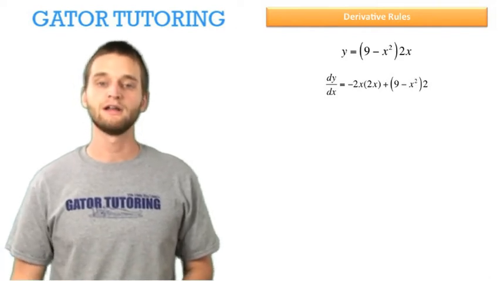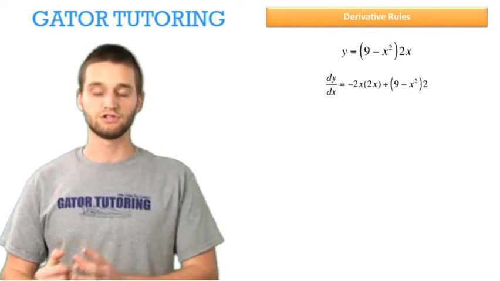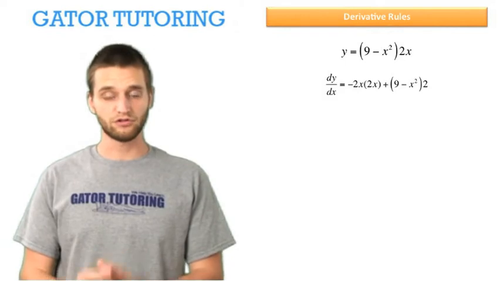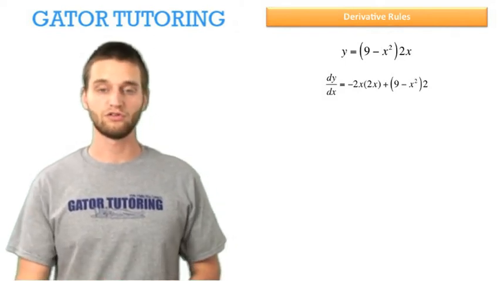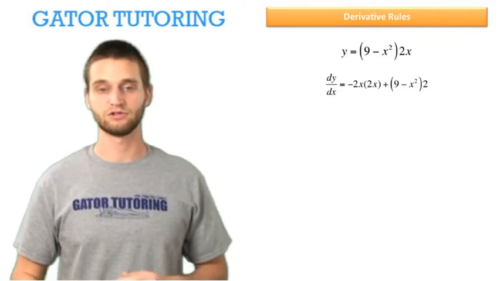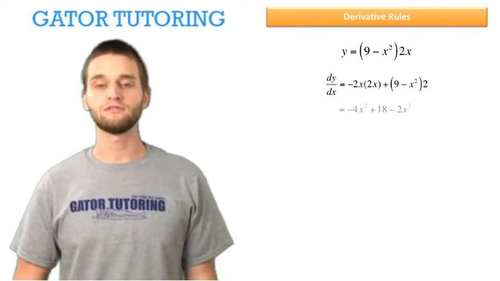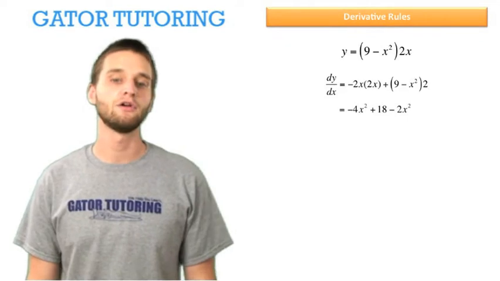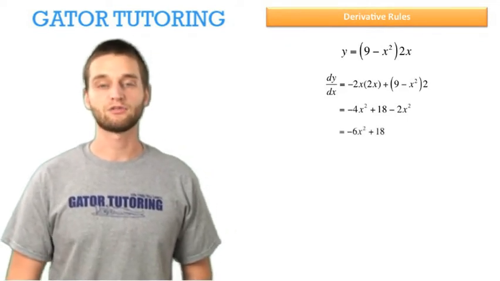The second part is the derivative of g of x, which is the derivative of 2x, which is just 2, and we see the 2 on the end there, and we multiply that by f of x, the original f of x, which is 9 minus x squared. And then all we have to do is simplify, and once we simplify that out, we get minus 6x squared plus 18.